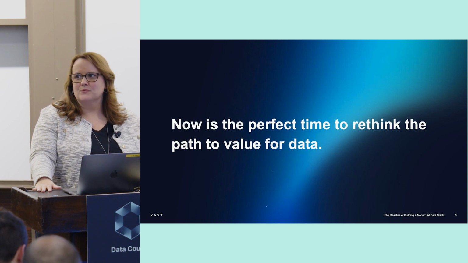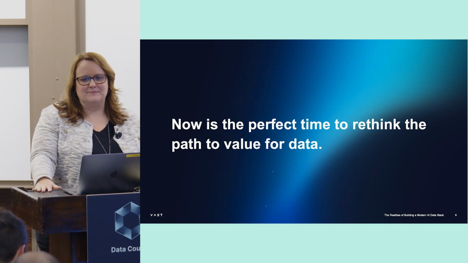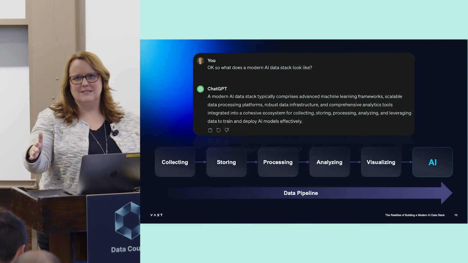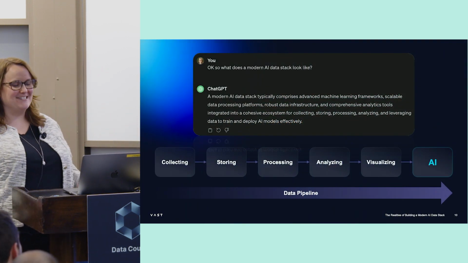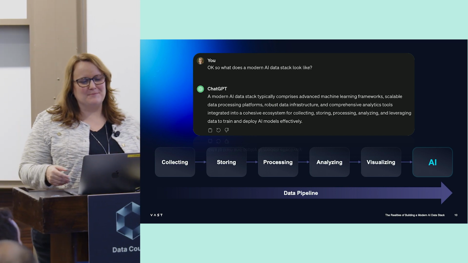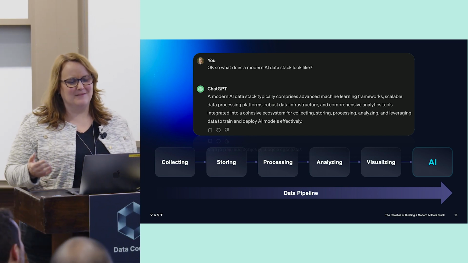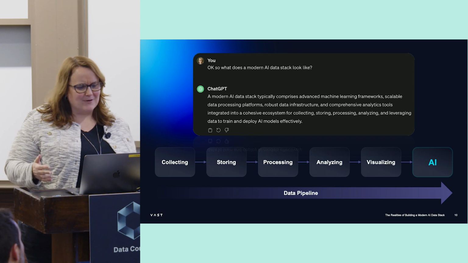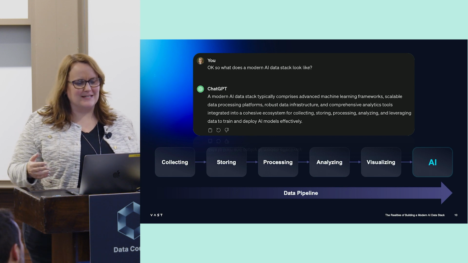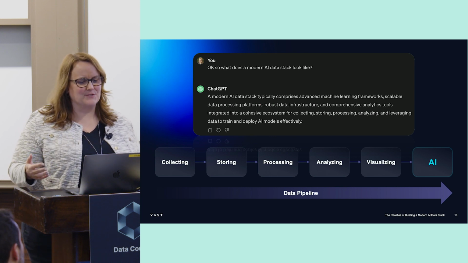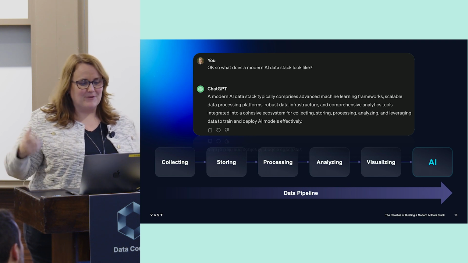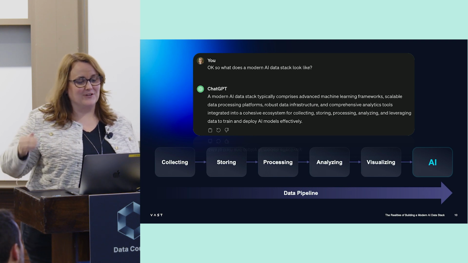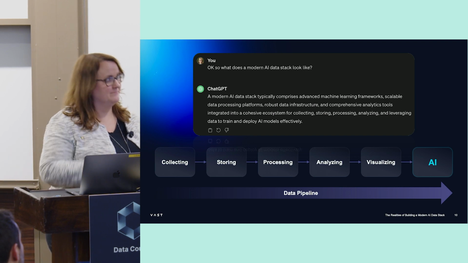So what should a true modern AI data stack look like? Let's ask ChatGPT, right? So this answer is actually very similar. It says a modern AI data stack typically comprises advanced machine learning frameworks, scalable data processing platforms, robust data infrastructure, and comprehensive analytics tools integrated into a cohesive ecosystem for collecting, storing, processing, analyzing, and leveraging data to train and deploy AI models effectively.